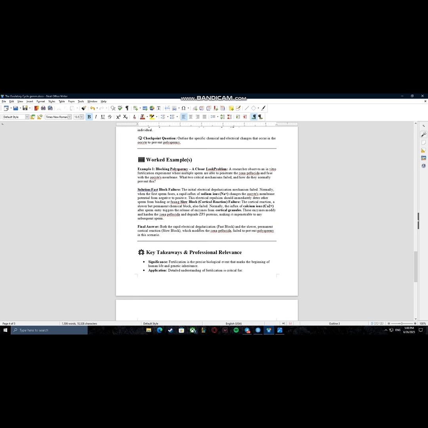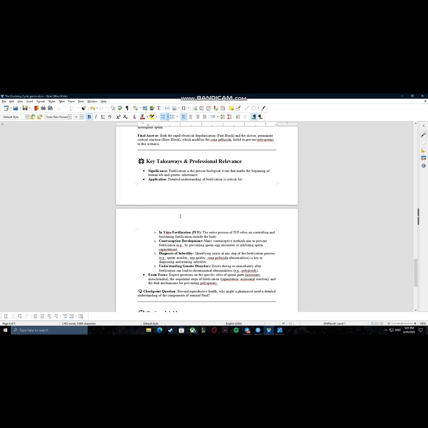in this scenario. Now, expert key takeaways and especially the significance of this topic: fertilization is the precise biological event that marks the beginning of human life and genetic inheritance. That's why it's important. Where we might use this: fertilization is critical for in vitro fertilization, which means the entire process of IVF relies on controlling and facilitating fertilization outside the body. In vitro means outside, in vivo means inside.